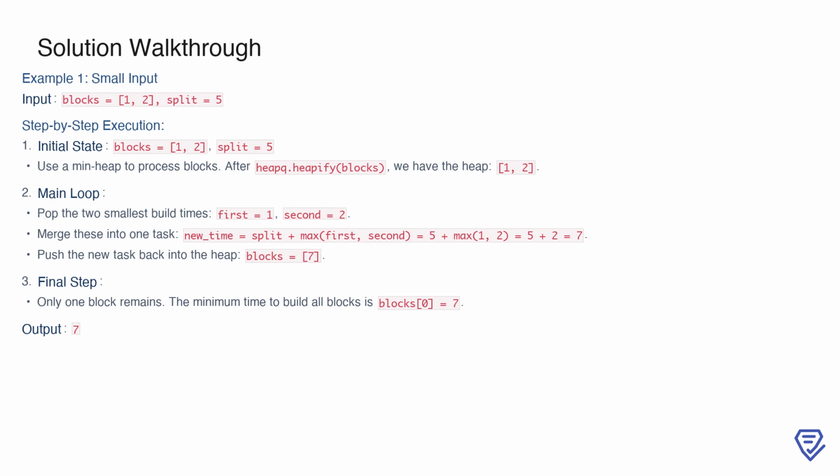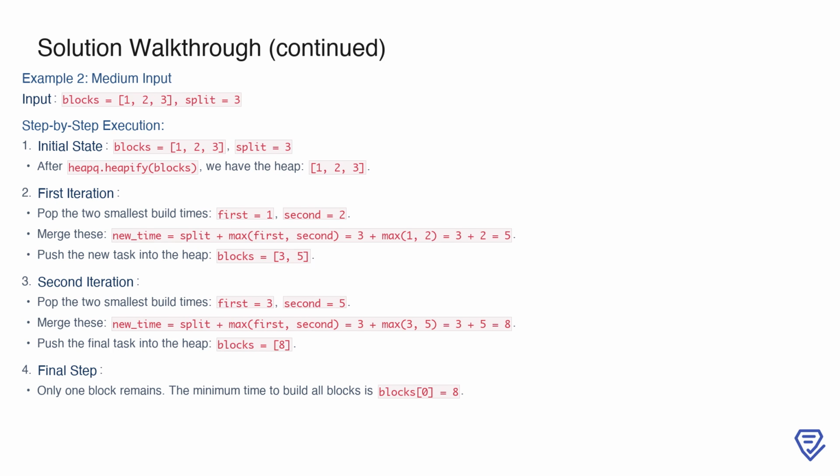Now, in the main loop, we repeatedly pop the two smallest build times from the heap. Here, we extract 1 and 2. To merge these two blocks into one task, we calculate the new time as the split time plus the larger of these two values. This gives us 5 plus max(1, 2), which equals 5 plus 2, which is 7. We then push this new task, 7, back into the heap. At this point, the heap contains only one value, which is 7. Thus, the minimum time to build all blocks is the remaining value in the heap, which is 7.